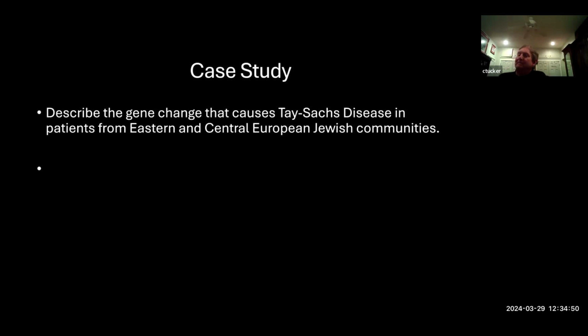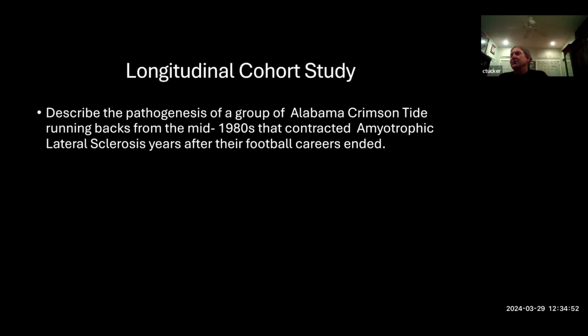Next frame, please, ma'am. A longitudinal cohort study. Remember, we're looking for new disease incidence over time. And, you know, I've tried to make this relevant for us, like the immigration question. Describe the pathogenesis of a group of Alabama Crimson Tide running backs from the mid-1980s that contracted amyotrophic lateral sclerosis, that is ALS, commonly called Lou Gehrig's disease, after their football careers ended.